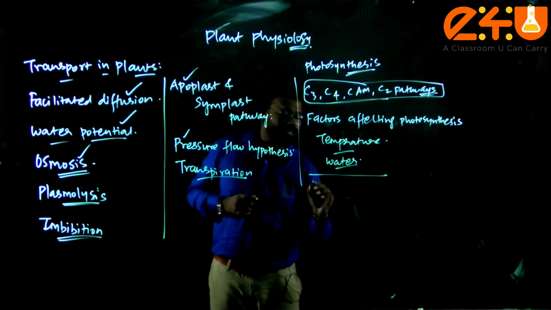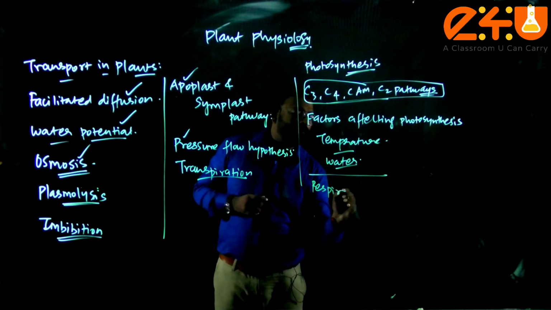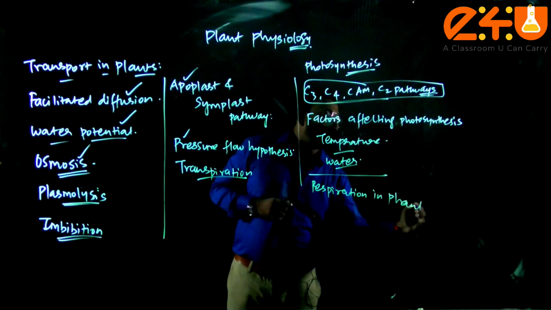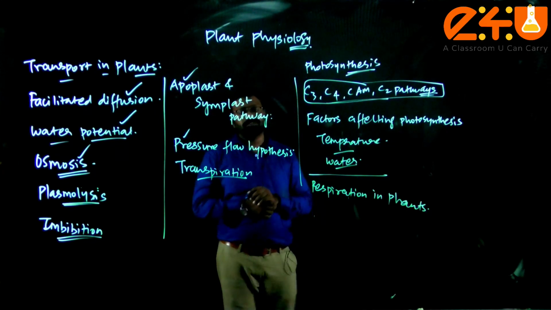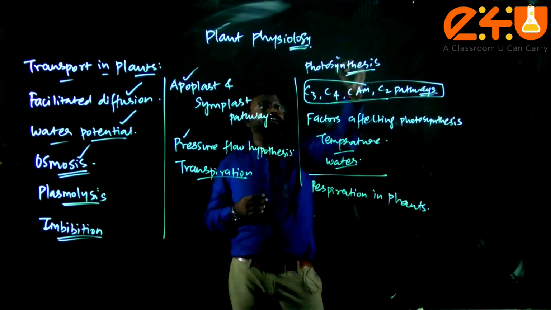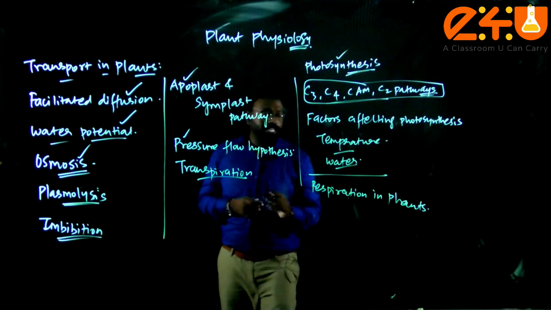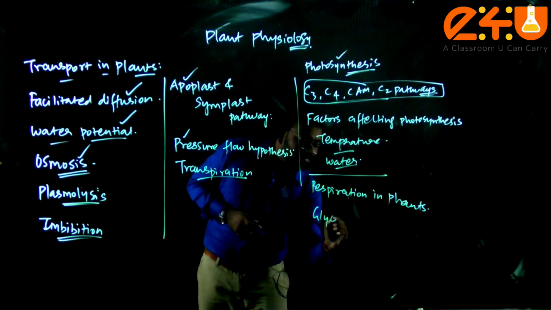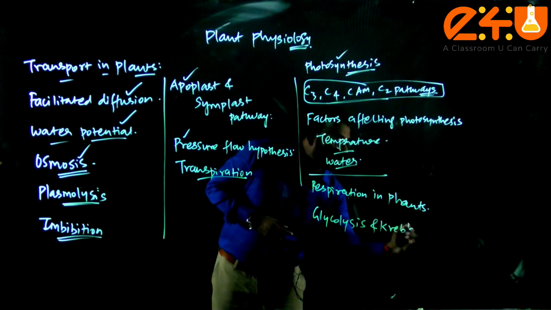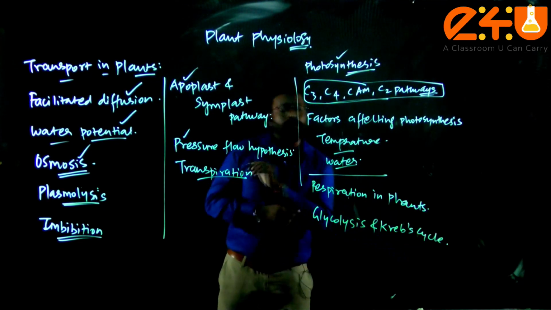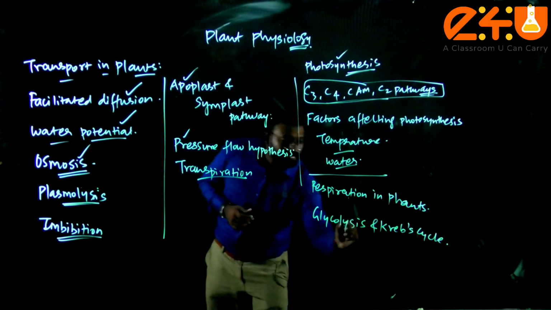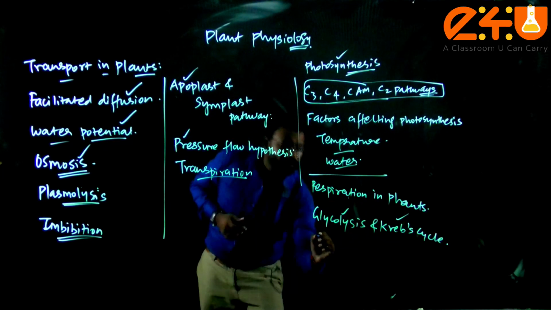Then the next chapter is respiration in plants. In respiration in plants, it is a pathway dominating chapter, as is photosynthesis, which is also a pathway dominating chapter. But still, in respiration in plants, glycolysis and Krebs cycle include more MCQs. So if you focus on glycolysis and Krebs cycle, you will get a good number of MCQs.